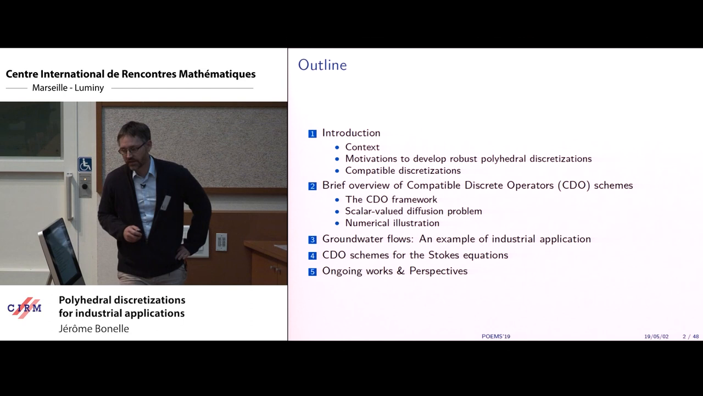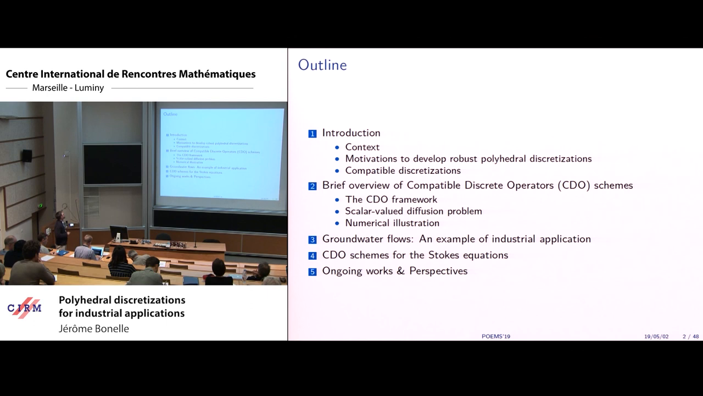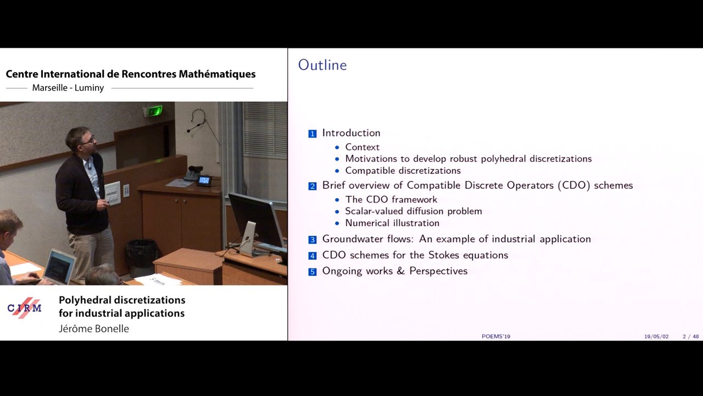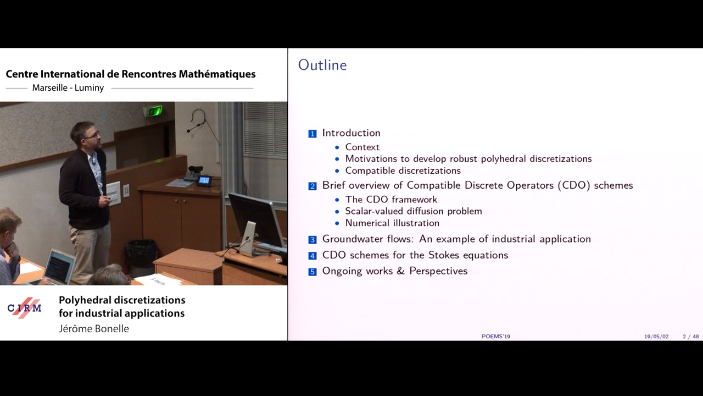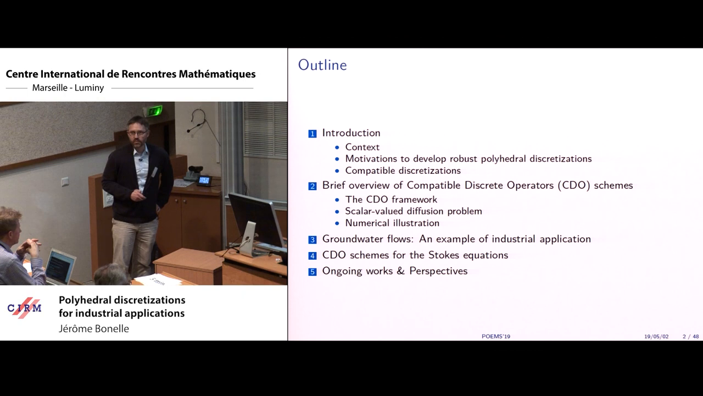So, I will first introduce some context about research at EDF on this topic and some motivation to develop robust polyhedral discretizations. Then I will move to compatible discretization and take the example of CDO schemes. And we'll give an example of an industrial application of these schemes devoted to groundwater flows. And then I will give some outline related to the Stokes equation with these schemes and several ongoing works and perspectives.